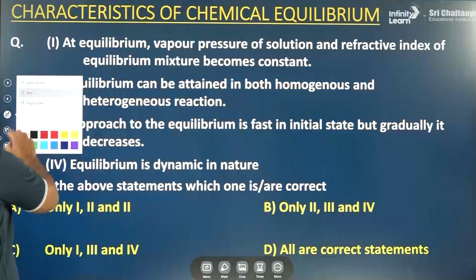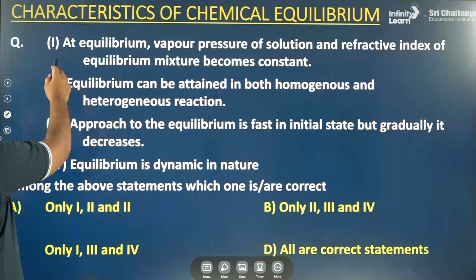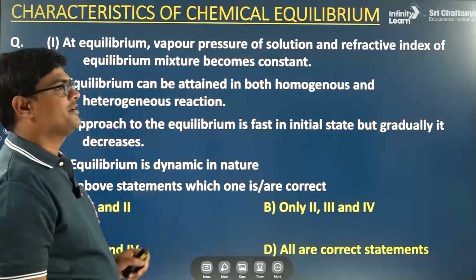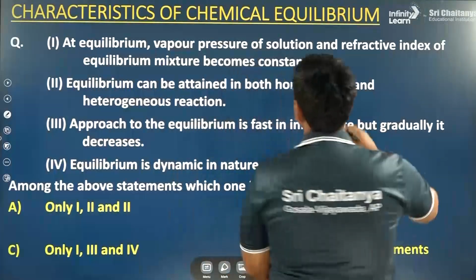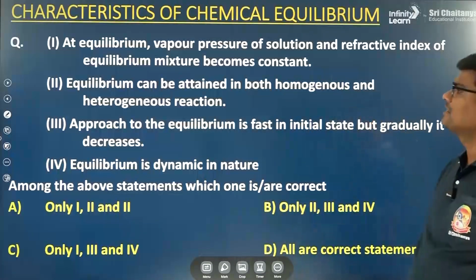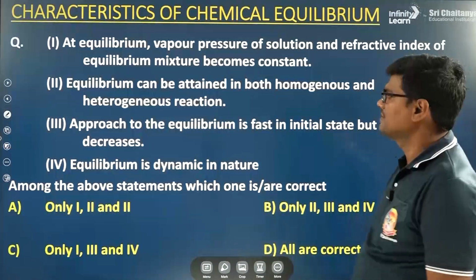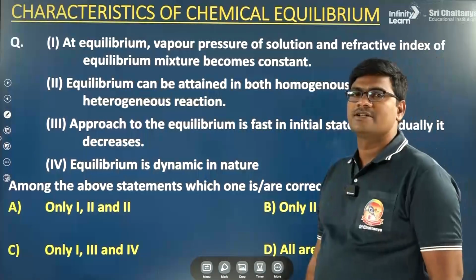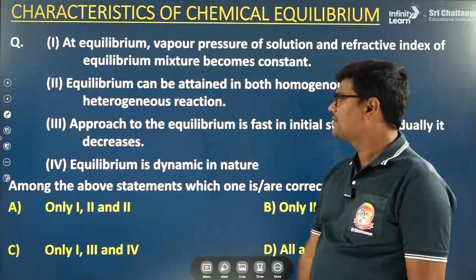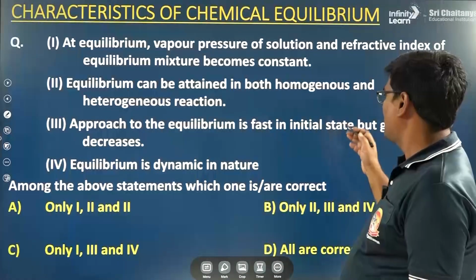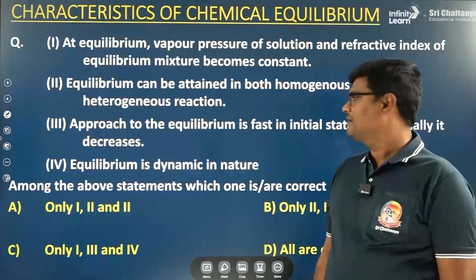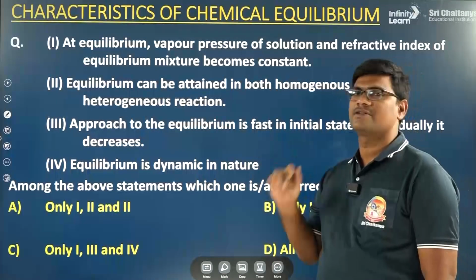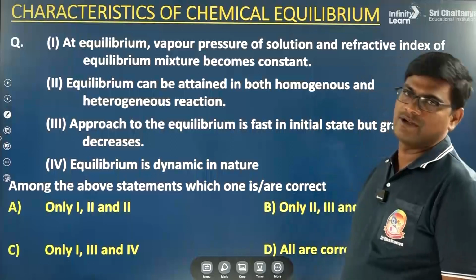Here they have mentioned: at equilibrium the vapor pressure of solution and refractive index of equilibrium mixture become constant. Next, equilibrium can be attained in both homogeneous and heterogeneous reactions. Next statement: approach to the equilibrium is fast in the initial state and gradually decreases. And the fourth statement: equilibrium is dynamic in nature. So let's see the statements once again.